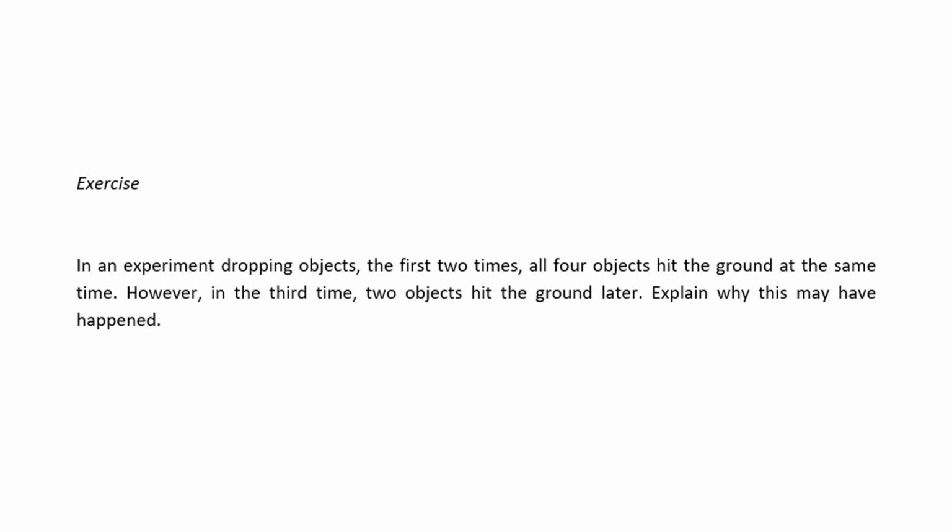So, in an experiment dropping objects, the first 2 times all 4 objects hit the ground at the same time. However, in the third time, the 2 objects hit the ground later. Why did this happen? Pause the video and write down now.